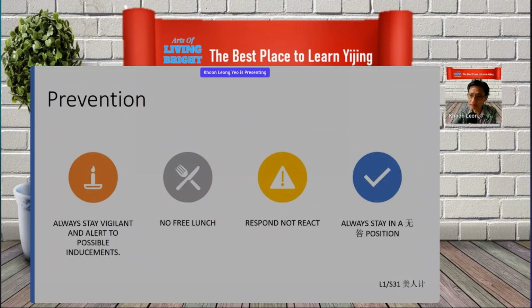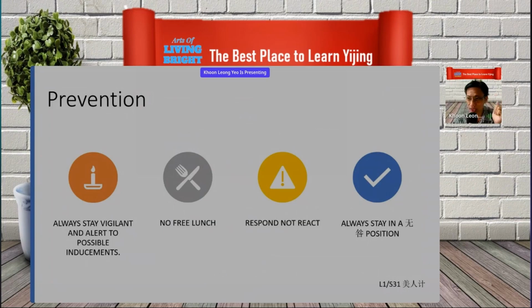Okay, prevention. Always stay vigilant. So I'm showing two sides. One is you are the user of the 美人计. What you should do, what are the conditions to make sure that this will go well, the user. And I flip over to the other side to say that what happens if you become the victim of the 美人计, and how can you prevent being a victim? So these are 4 points here for you to take note that you can actually do some prevention. Not to fall as a victim.